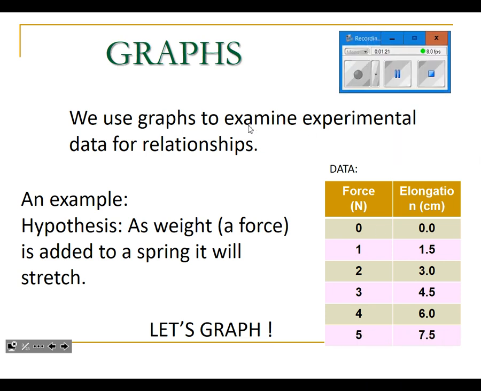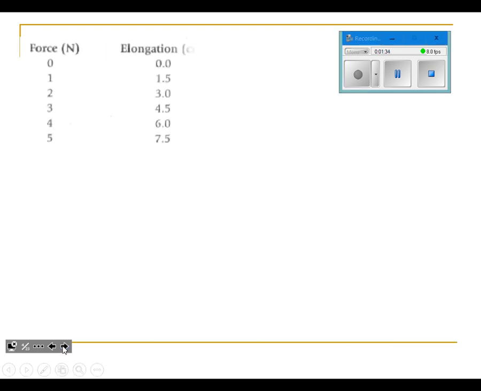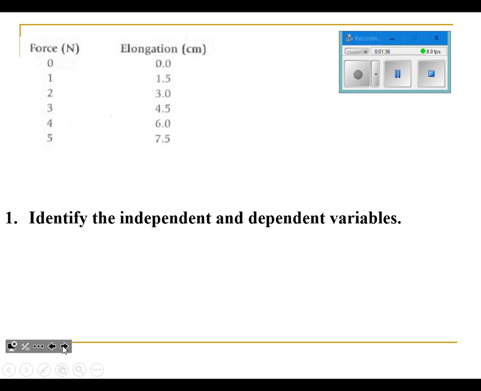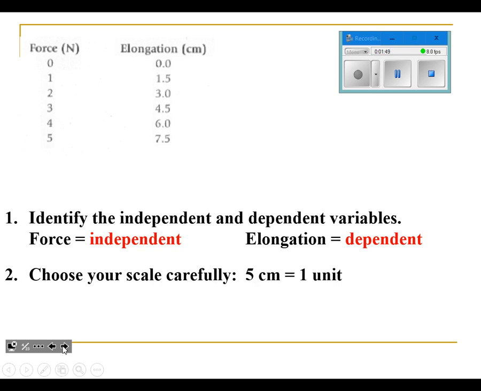And the thing to remember is that with this particular information, we said as weight or a force is added to a spring, it will stretch. So this is the data we got. We should then graph it. And to have a great graph, we identify the independent variable as our force, because the force is what we chose to change. And then we measured what happened to the spring, how much it stretched. So that was the dependent variable.